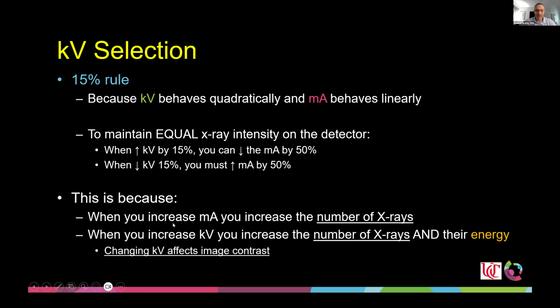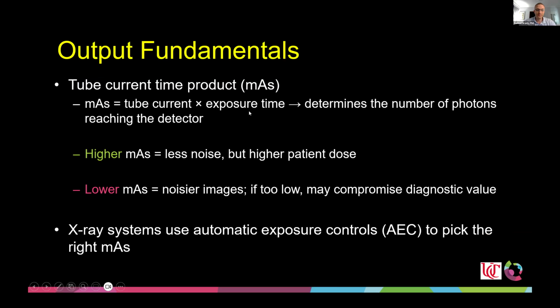And so MA, as you know, increases the number of X-rays in the image. So does KV. KV increases the number of X-rays in the image, but it also changes their energy. And because the energy changes, that's what affects image contrast.